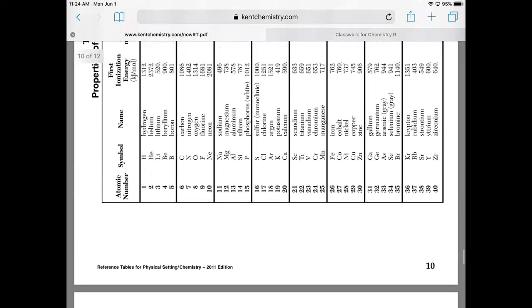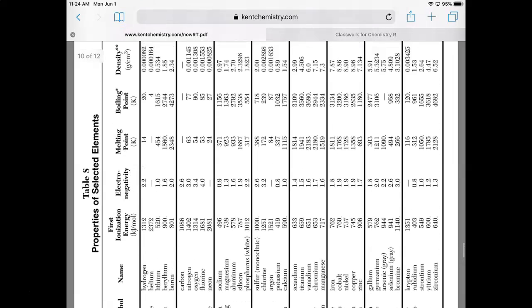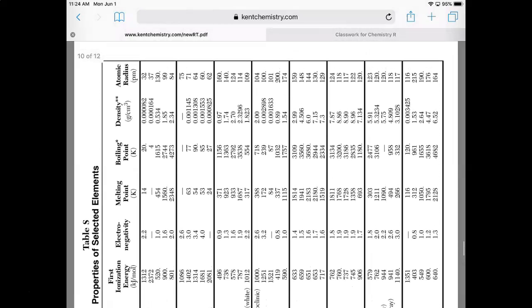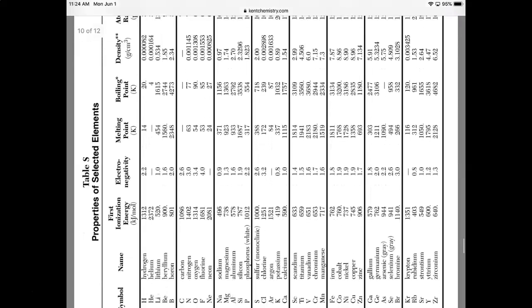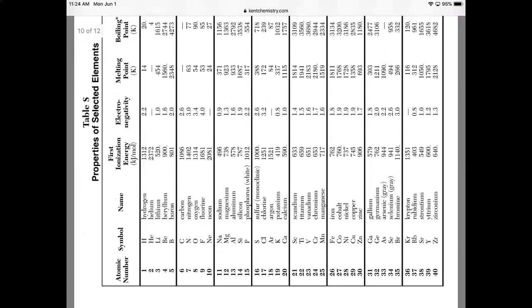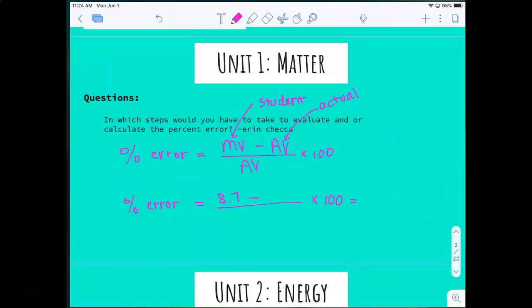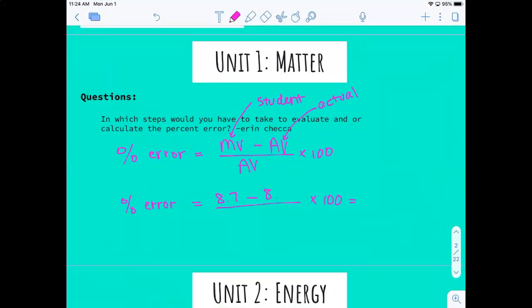So element 29 is copper, and if I go all the way across to the density column, I see that the density is 8.96 for copper. So I was actually able to look that up. But anything else, guys, they would have to give you in the question. So the accepted value is what also goes on the bottom. Then you'd multiply your answer by 100 and you would get your answer.